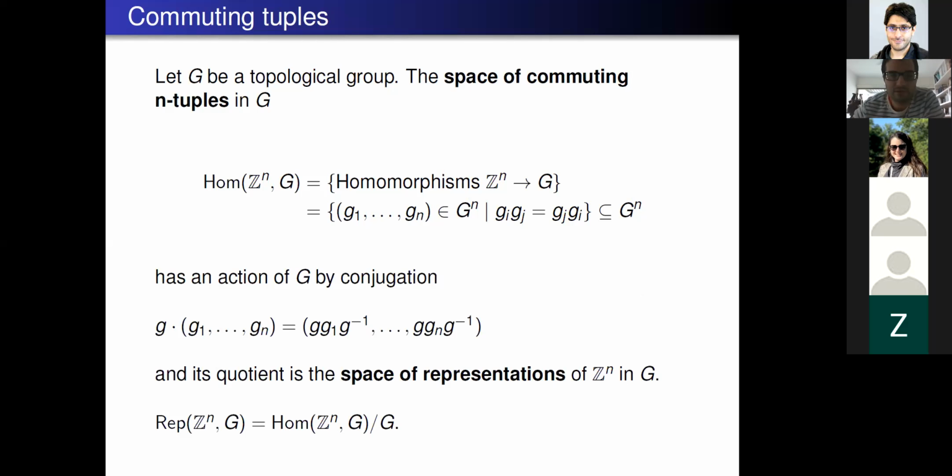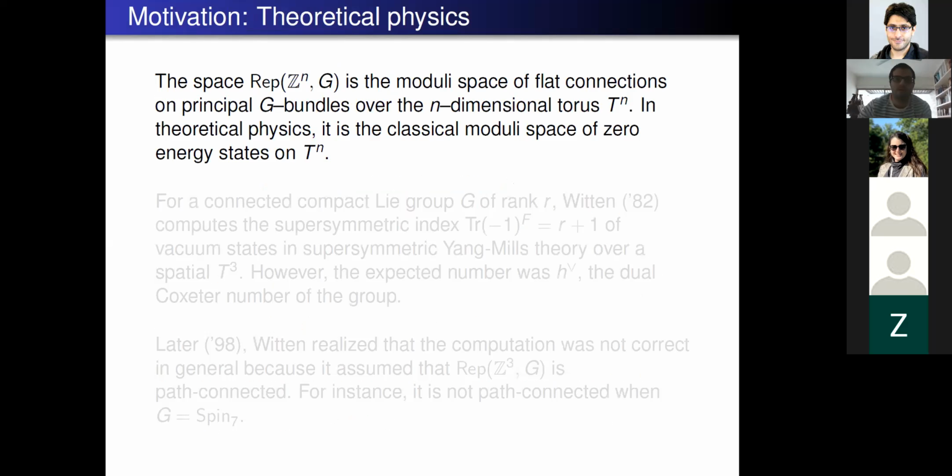And the quotient is also an important space for homology, which is the space of representations of Z^n in G. So it's a space of commuting tuples up to conjugation. Now, why did people study these spaces? Well, the space of representations parameterizes flat connections on principal G-bundles over the n-dimensional torus. More generally, the space of representations of the fundamental group of a space parameterizes flat connections over the space. In this case, the fundamental group of the torus is Z^n.